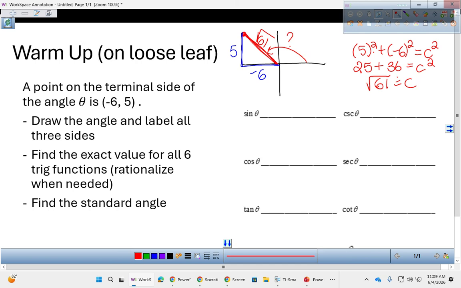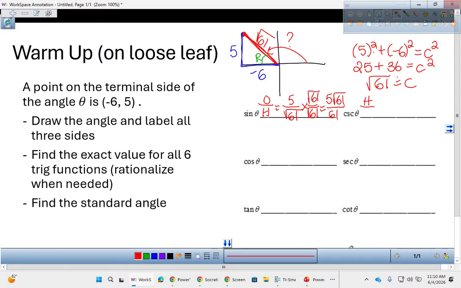Point 2 says, find the exact value for all 6 trig functions, rationalize when needed. Keep in mind that I am referring to this angle, the reference angle, when I'm filling this part out. I know that sine is opposite over hypotenuse. The opposite leg is 5 and the hypotenuse is root 61. I'm going to rationalize that because it says rationalize when necessary. So this is 5 root 61 over 61.